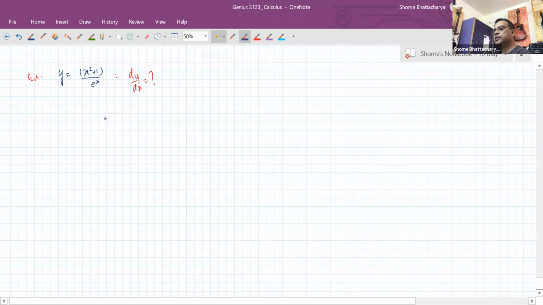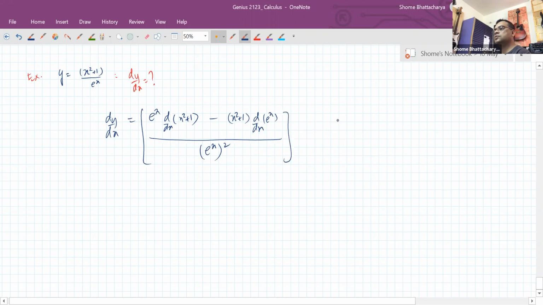So for this function, we will take dy by dx as denominator into differential of numerator minus numerator into differential of denominator, which you know is e raised power x, divided by the denominator square. This will become e raised power x into 2x minus x square plus 1 into e raised power x divided by e raised power 2x. So we can simplify this a little further. So we get e raised power minus x into 2x minus x square minus 1.